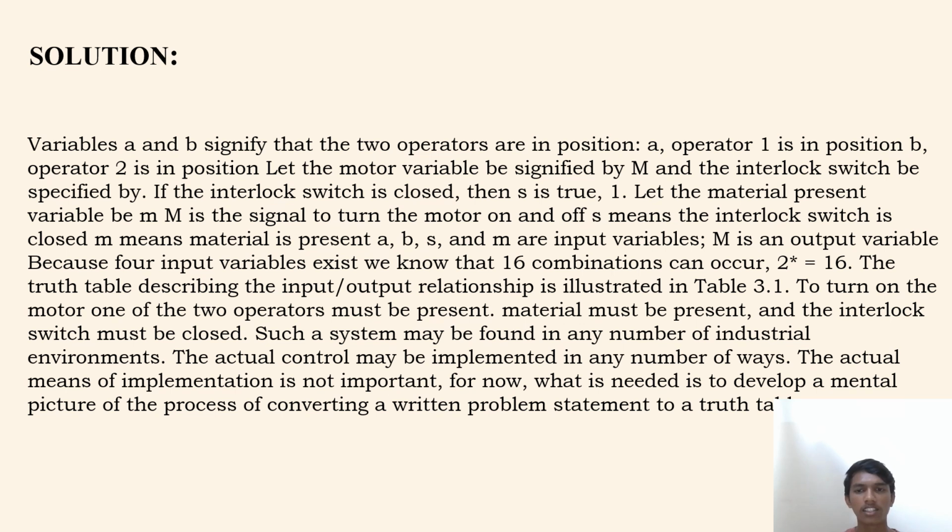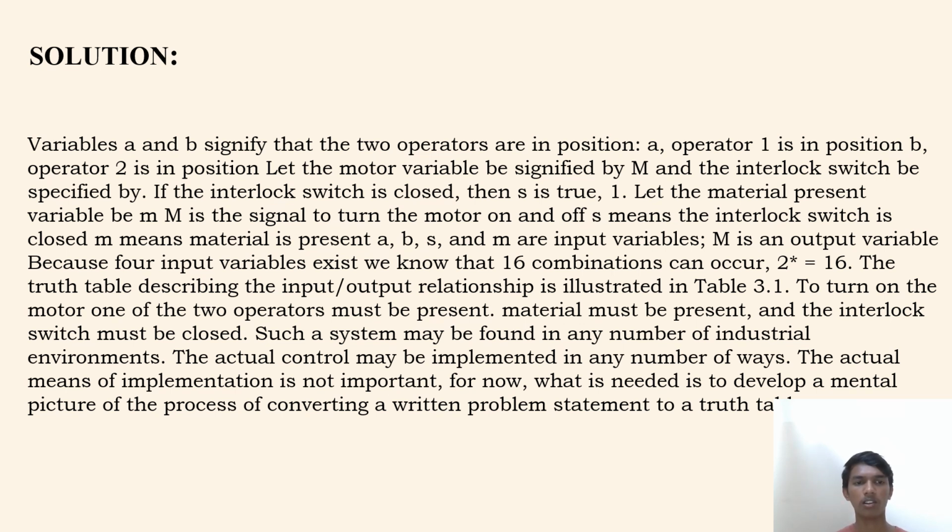Because 4 input variables exist, we know that 16 combinations can occur. 2 power 4 is equal to 16. The truth table describing the input and output relationship is listed in Table 3.1.